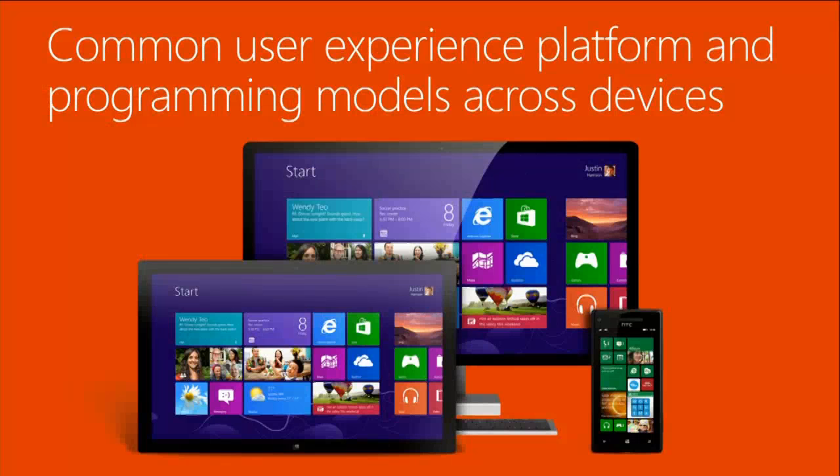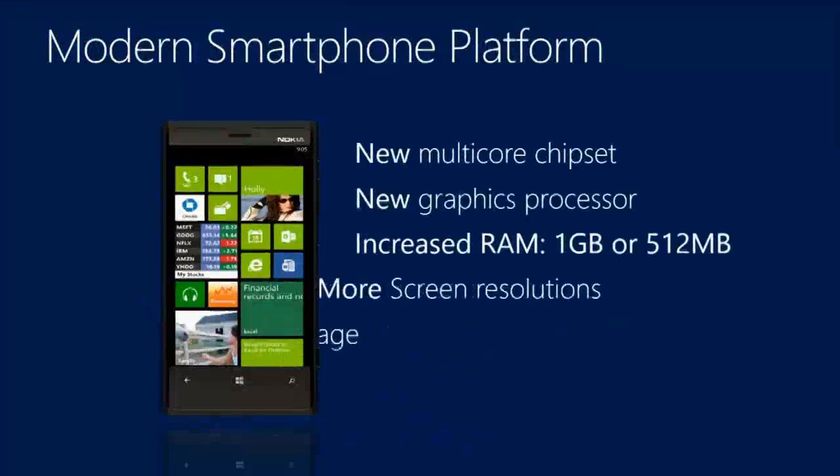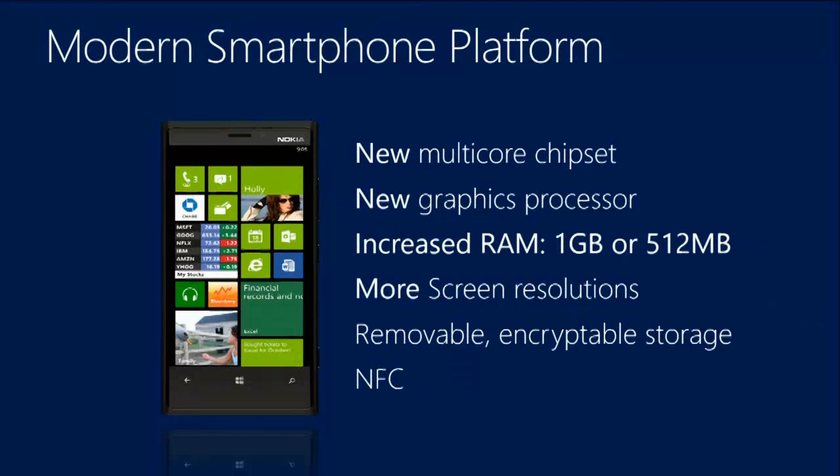So we already talked about the common experience between Windows tablets, Windows desktop, and the Windows Phone. We now have a new smartphone platform which supports multiple cores. There's a graphic processor in every phone. What that means is that every single Windows Phone will be fast.